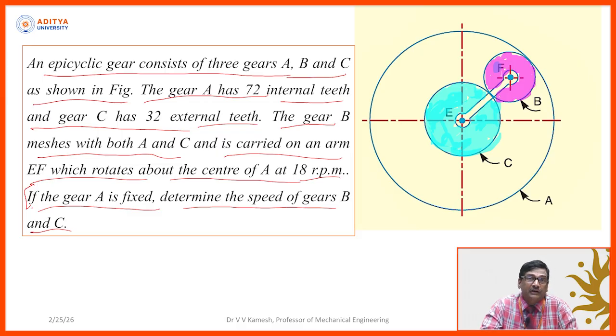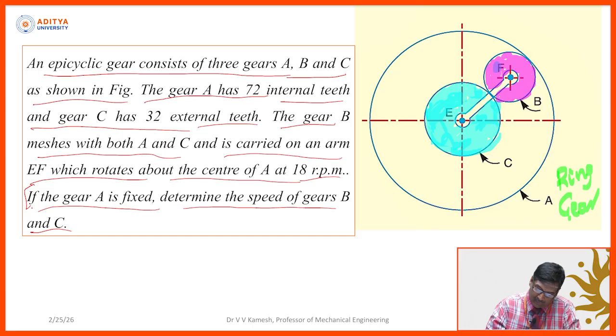Now, we need to extend our discussion to gear A also. What is gear A? Gear A is an annular gear, or ring gear, we are calling it by the name ring gear. This ring gear will have internal teeth. So, around this periphery we are having internal teeth.